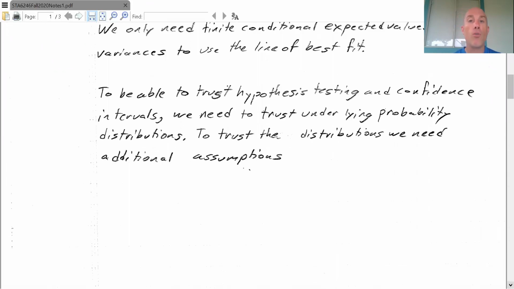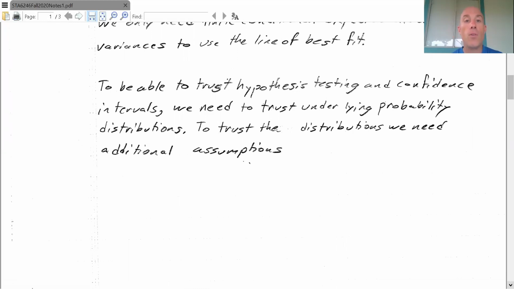So if I want to be able to trust hypothesis testing and confidence intervals and the other inferences that we get that are dependent on a probability distribution, we have to know what the underlying distribution is, and we have to have additional assumptions. Without those additional assumptions, it's just not going to work out. We can't trust the result.